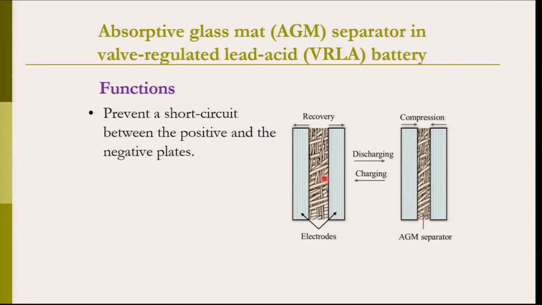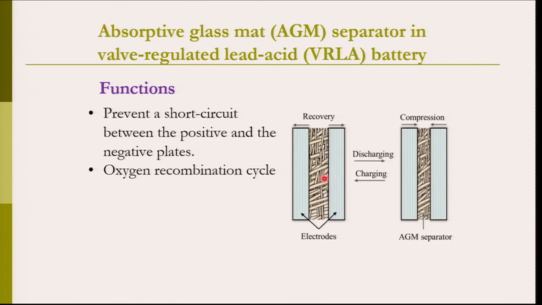the short circuit. An AGM separator is composed of very fine glass fibers, for example, in the range of 0.25 microns to 4 microns in diameter, and these glass mats are produced using a wet laying process. So, the first function of this AGM separator is to prevent a short circuit between the positive and negative plates. The second function of this AGM separator is to establish an oxygen recombination cycle.